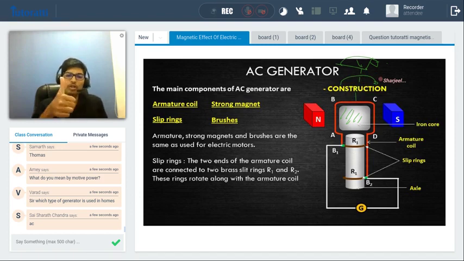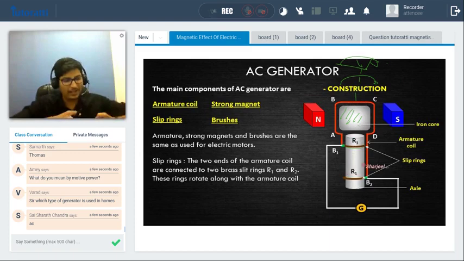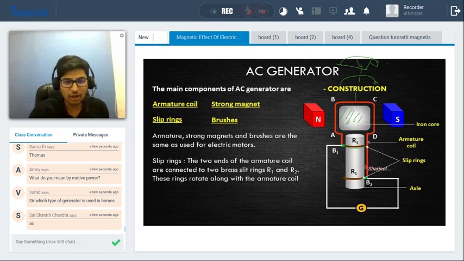So we know the direction of the force acting, we know the direction of the magnetic field, it is north to south. Then we can find the direction of the induced current. These rings R1 and R2 are complete rings, in full contact with the axle. Hence it is an AC current, an AC generator.